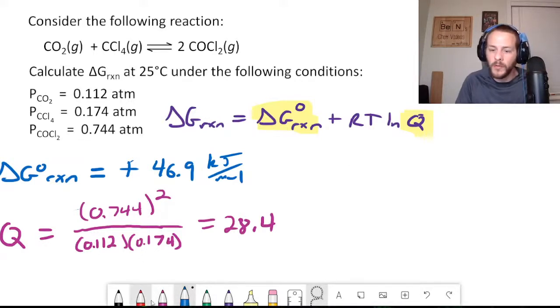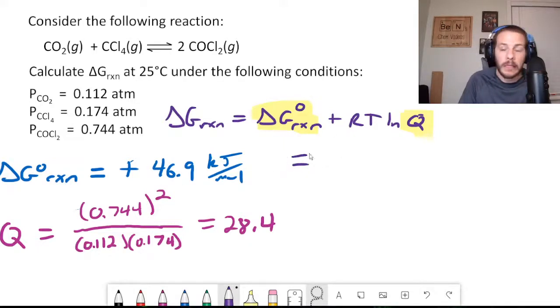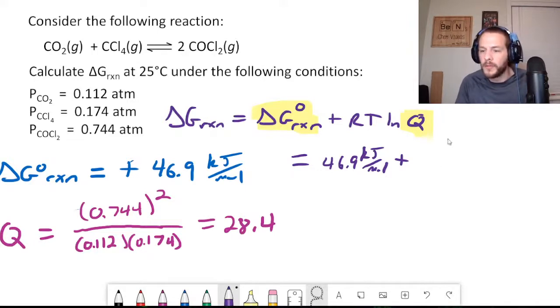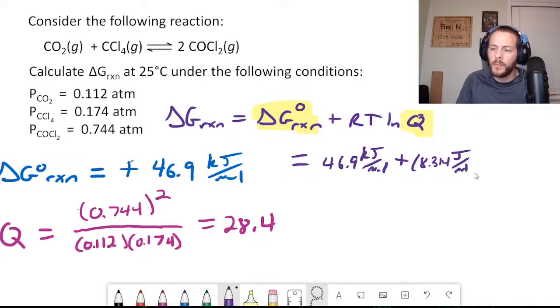So it's going to be equal to, I'll go back to my purple color here. It's going to be equal to the standard delta G. So the standard delta G in this case, we just calculated it a few moments ago. That's 46.9 kilojoules per mole, right? And we're going to add that to the product of R, T, and natural log of Q, right? So R, 8.314 joules per mole per Kelvin, right?